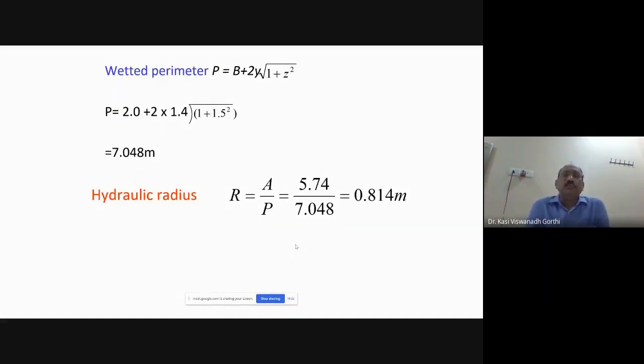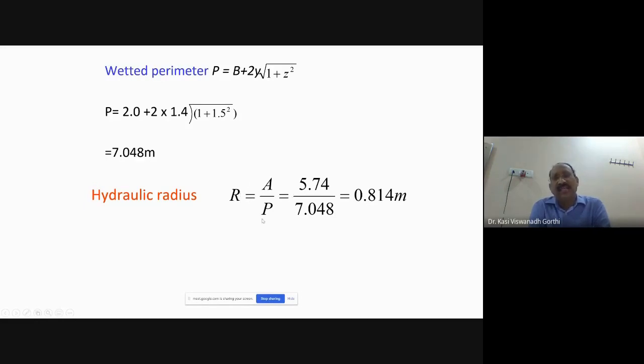In calculating the wetted perimeter, we have the bed width B given to be 2 meters, the depth of flow Y given to be 1.4 meters, and Z the side slope 1.5 horizontal to 1 vertical. Substitute all the values here: 2.0 plus 2 into 1.4 into square root of 1 plus Z square, Z is 1.5 square. So you have now got the wetted perimeter. Wetted area has been computed, wetted perimeter has been computed. Hence the hydraulic radius R will be equal to A by P, 5.74 divided by 7.048, 0.8 meters.